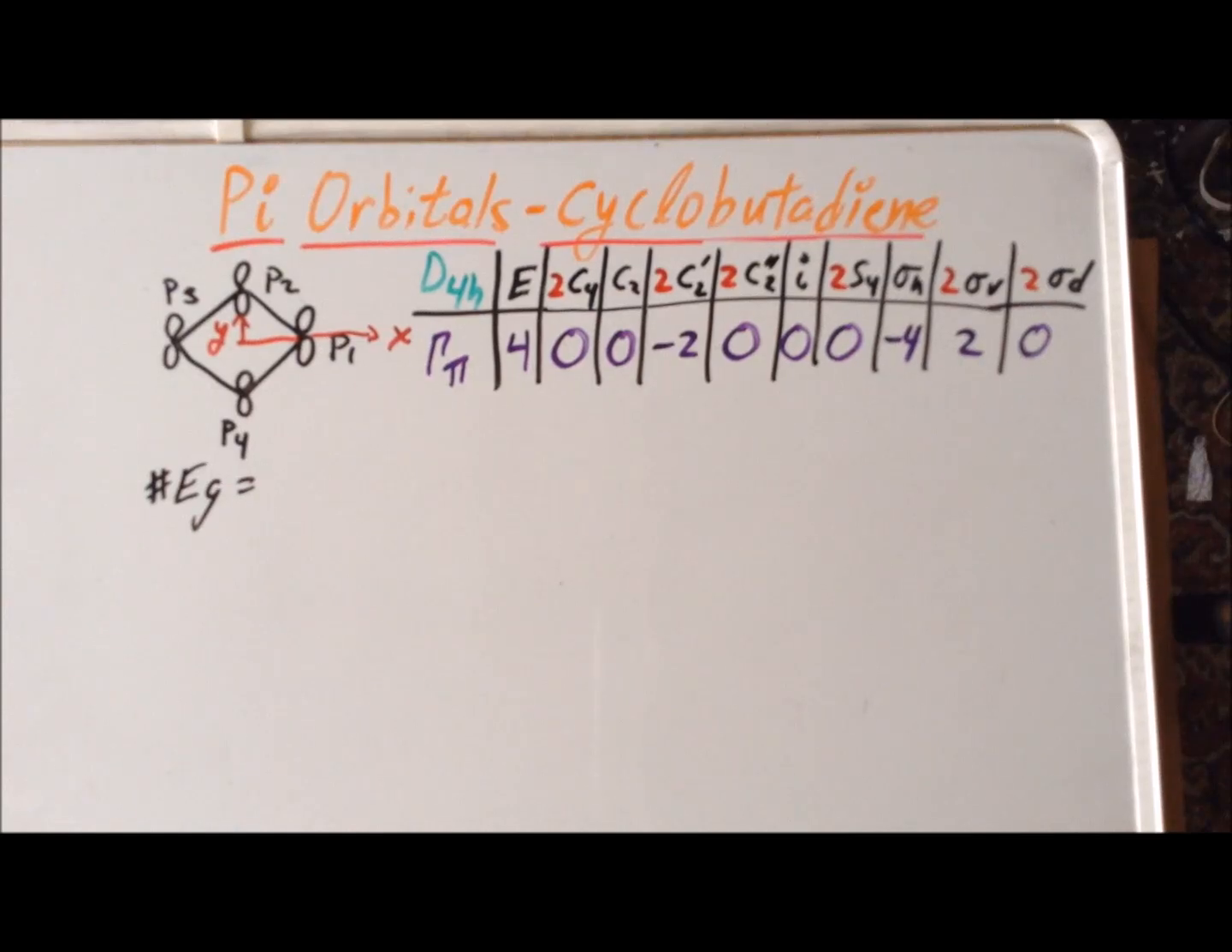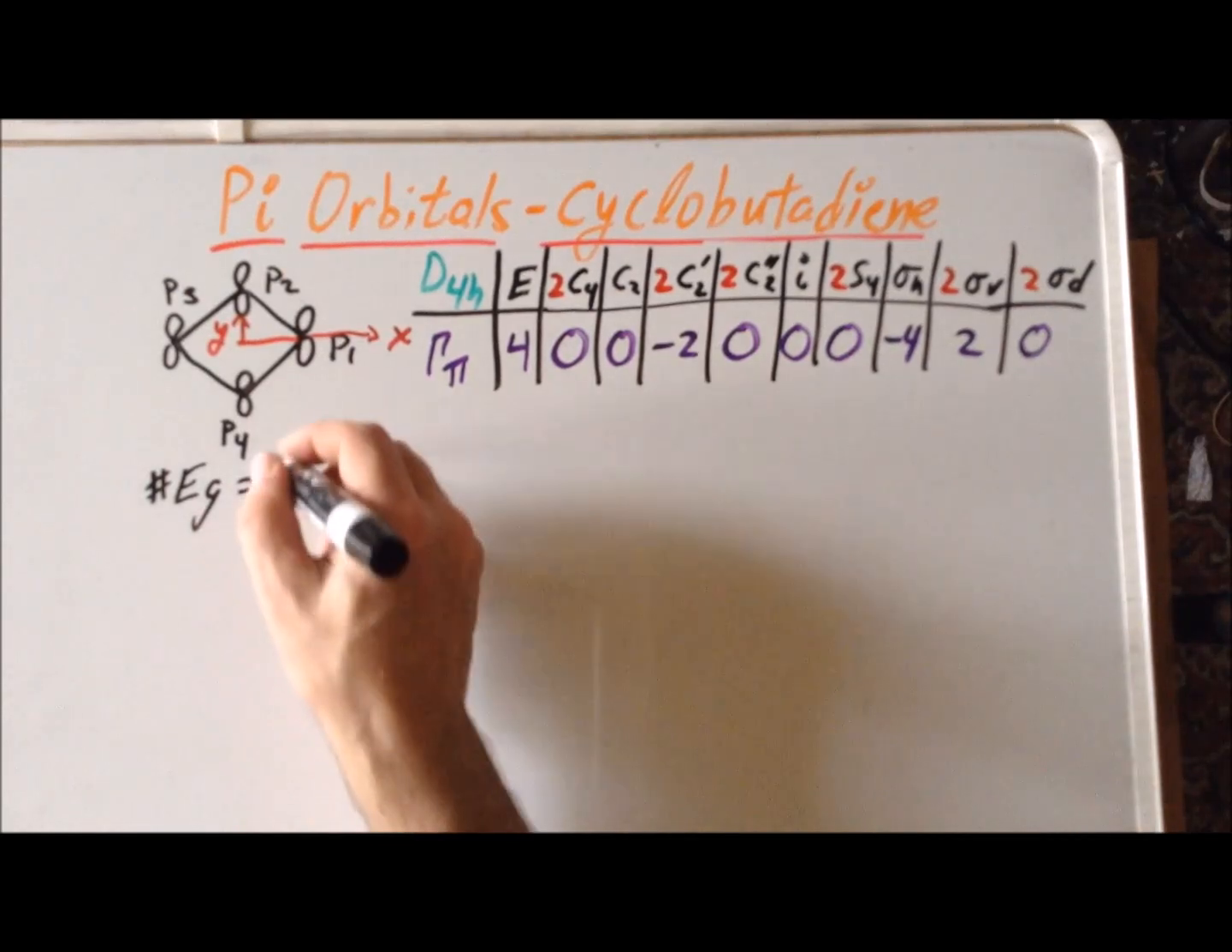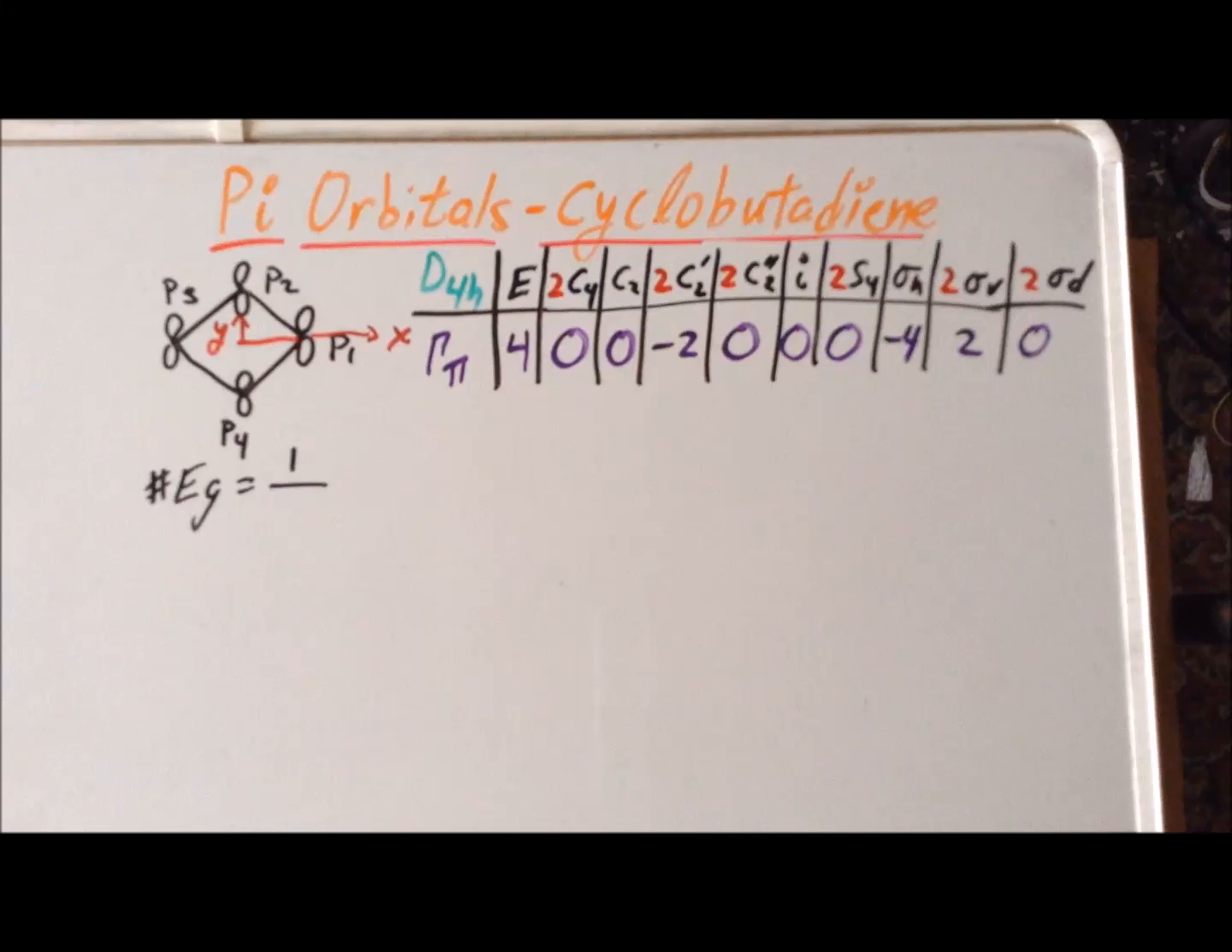And recall that the first step in the reduction formula is 1 over the order of the group, where the order of the group is the number of symmetry operations in the group. If we count up the number of operations, we see that there are 16 symmetry operations in point group D4h.